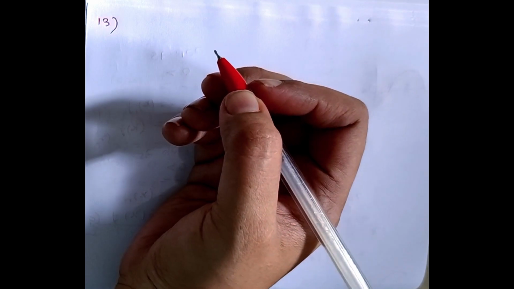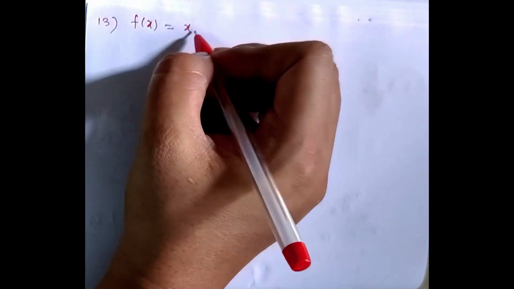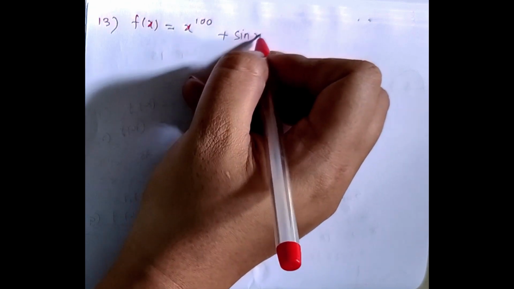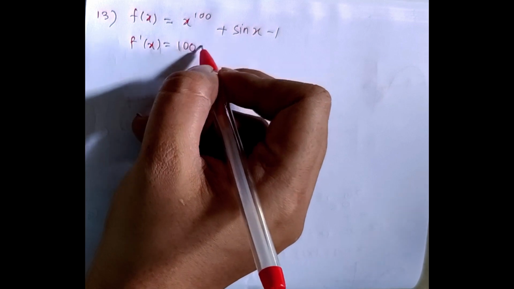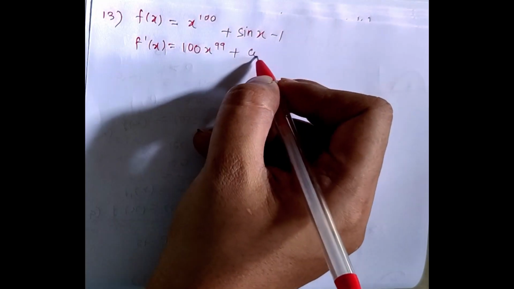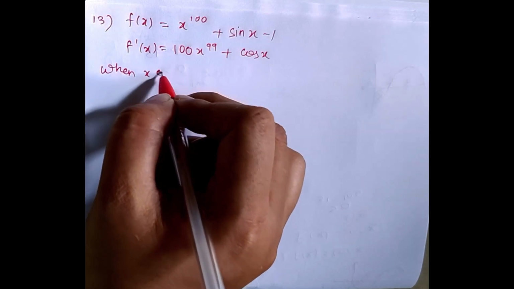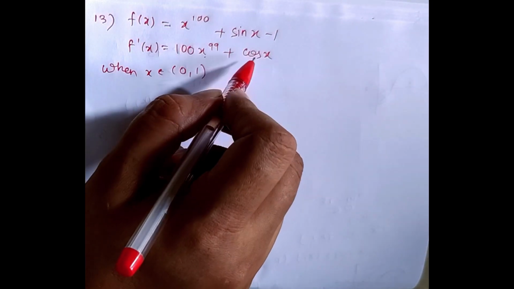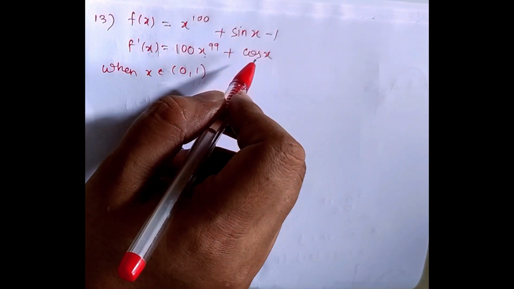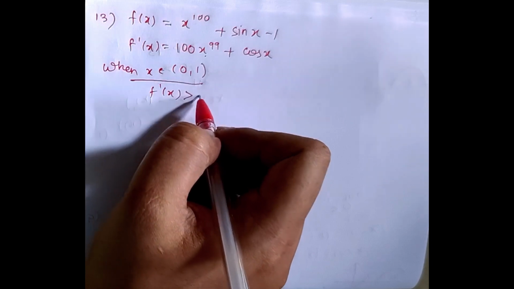Question number 13, on which of the following intervals is the function given by f of x equal to x power 100 plus sin x minus 1 strictly decreasing. So the derivative is f dash of x is 100 x power 99 plus cos x. Okay. For the interval x belongs to 0, 1, that is option A. All the x values are positive. So positive, and cos x also, here we get positive. So the function is strictly increasing.